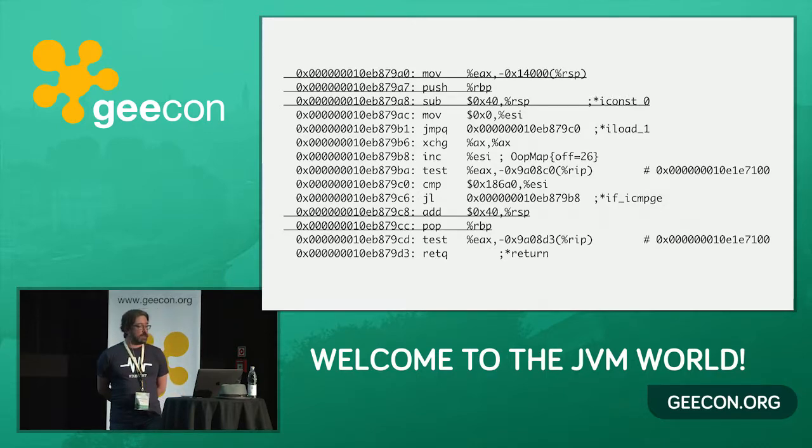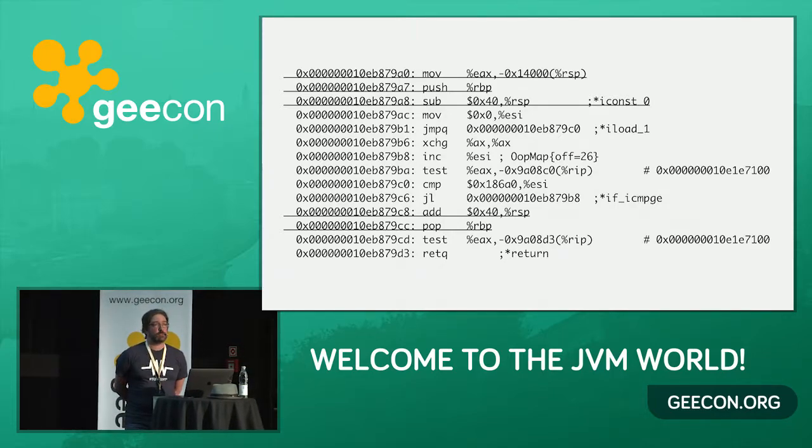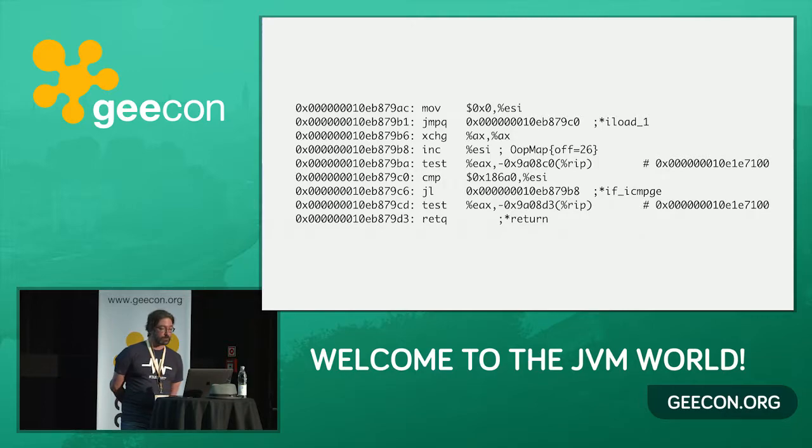Now there's some lines here: move, push, sub, and add, and a pop at the bottom. These are not interesting for us to look at for the actual optimized Java code here, because these are working with the native execution stack. So we're pushing a frame on the stack, popping a frame off the stack. We can remove those for our discussion here.